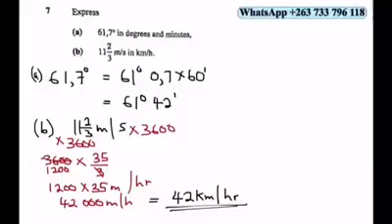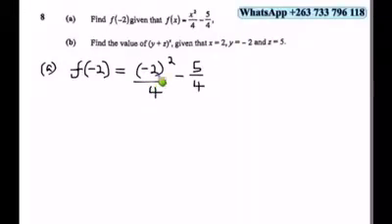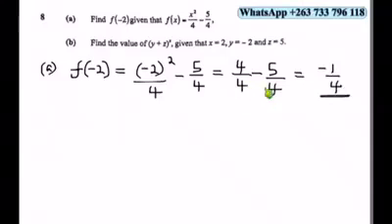Then number 8. Find the function of minus 2 given that function of x is equal to x squared over 4 minus 5 over 4. So here the idea is to substitute x and put minus 2. Therefore, let me substitute. So I have substituted minus 2 squared. So minus 2 squared, this will be positive 4. So this will be 4 over 4 minus 5 over 4. If we have the same denominators, we just add or subtract the numerators. So 4 minus 5 is minus 1. So my answer will be minus 1 over 4, which is minus a quarter.